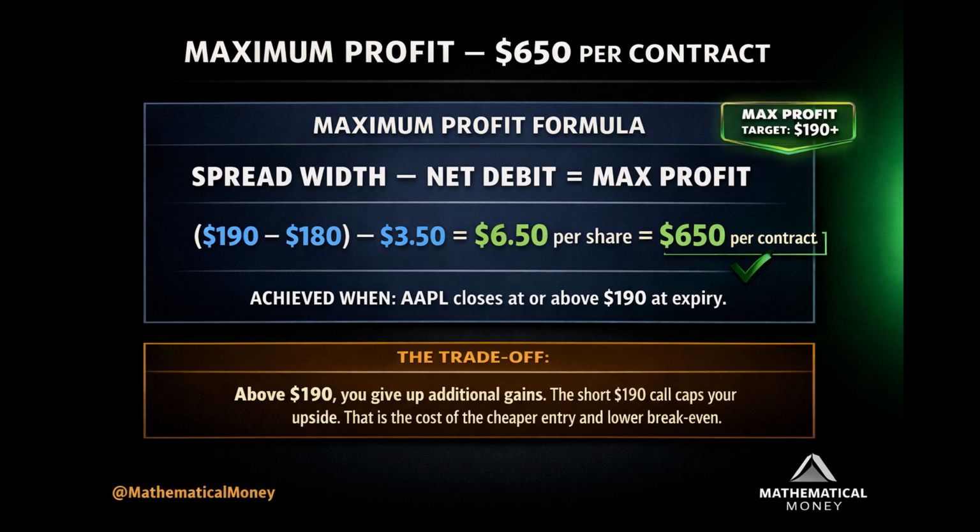At 190, the long 180 call is worth $10 intrinsic. The short 190 call expires at zero. Spread value, $10. Net result, 10 minus 3.50 equals 6.50. Above 190, you give up additional gains because the short 190 call limits your upside to the spread width. That is the explicit trade-off: lower entry cost, lower break-even, capped maximum upside. For a moderate target move, which is what this trade is designed for, the cap never comes into play.